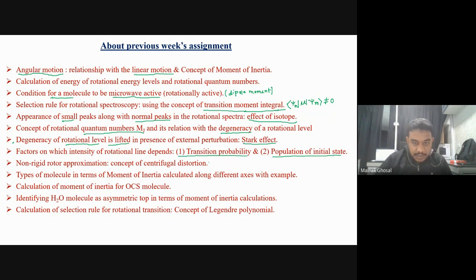All of this was discussed in the concept of the rigid rotor, that is, where the bond length is fixed. But how will all of them change in the presence of a non-rigid rotor, where bond length can change due to vibration? And then there was the concept of centrifugal distortion.